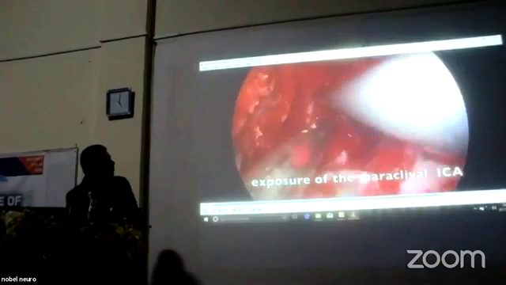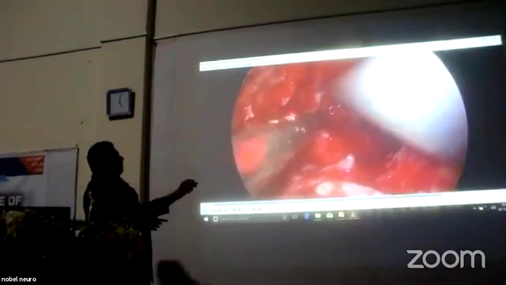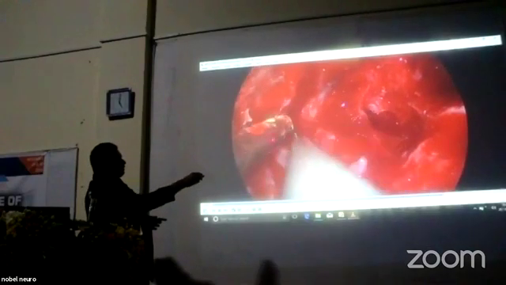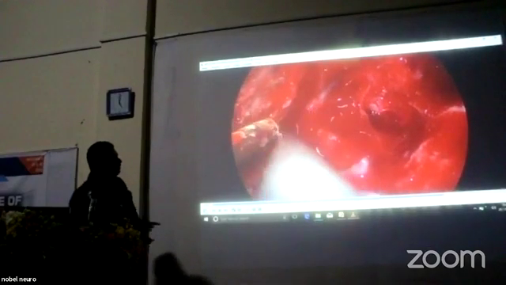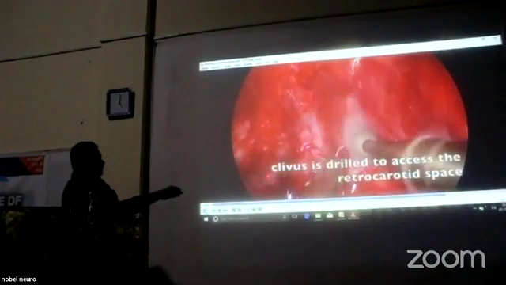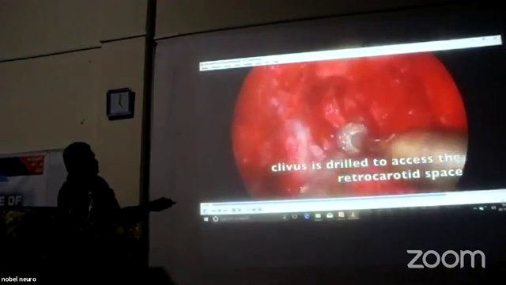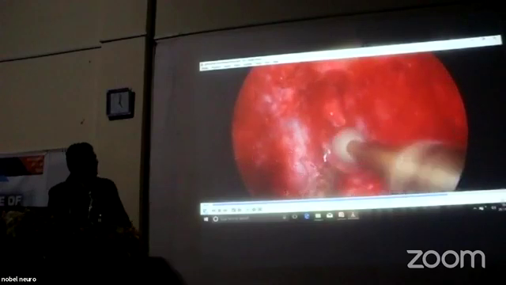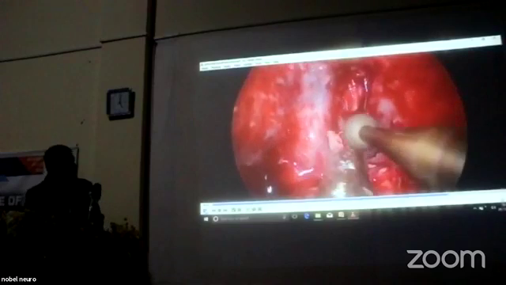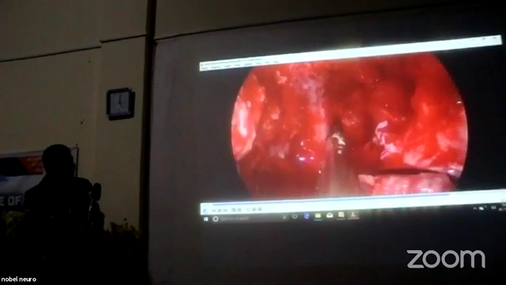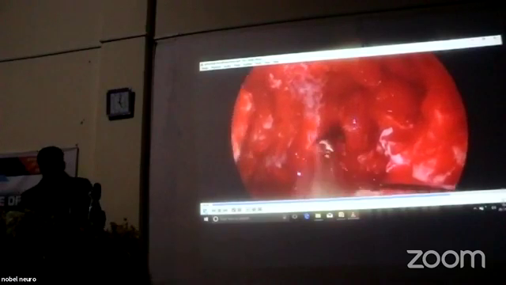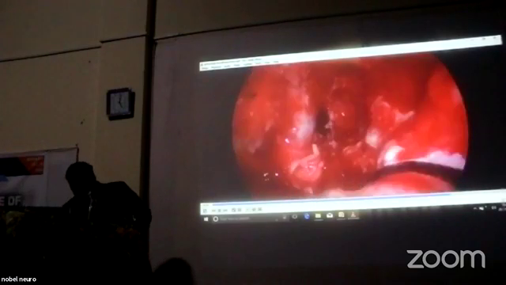So we expose the carotid artery. This is the paraclival carotid artery. We are drilling around the carotid now. And this is the horizontal petrous carotid. This is the clivus, and this petrous apex is here. So now I am drilling the petroclival junction. And now I am pushing the carotid laterally. And then I will remove the lesion in the petrous apex.